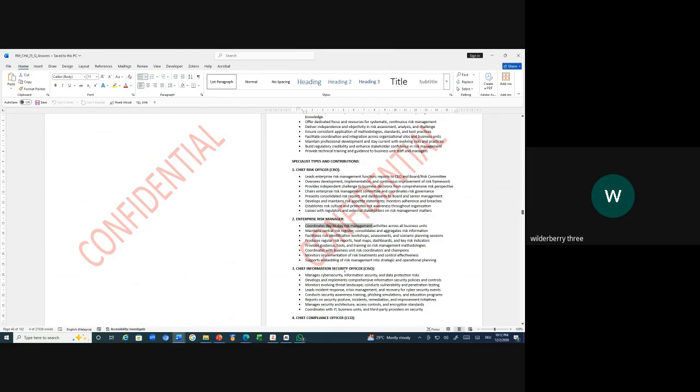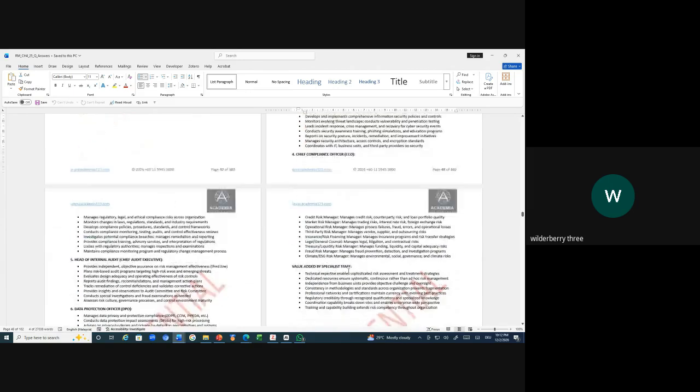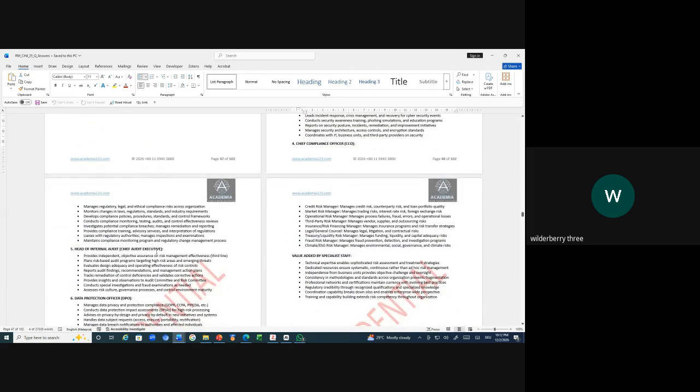Then we have the chief information security officer. In some big companies, of course, you have a separate chief information security officer. You also have a chief compliance officer. There are a lot of roles. Head of internal audit, you can describe.